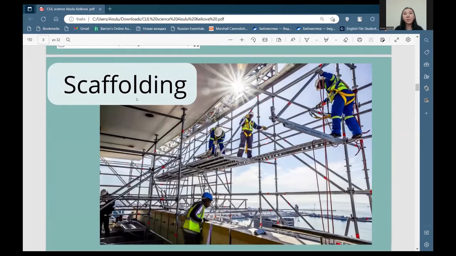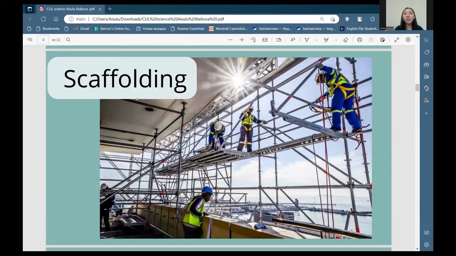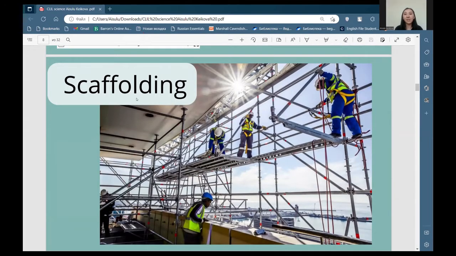Let's continue to the scaffolding method. As you can see, this is a construction site, and the builders have constructed this scaffold, which helps them go to the upper floors, upper levels, and supports them and helps them be stable where they are. So the same method can be used.